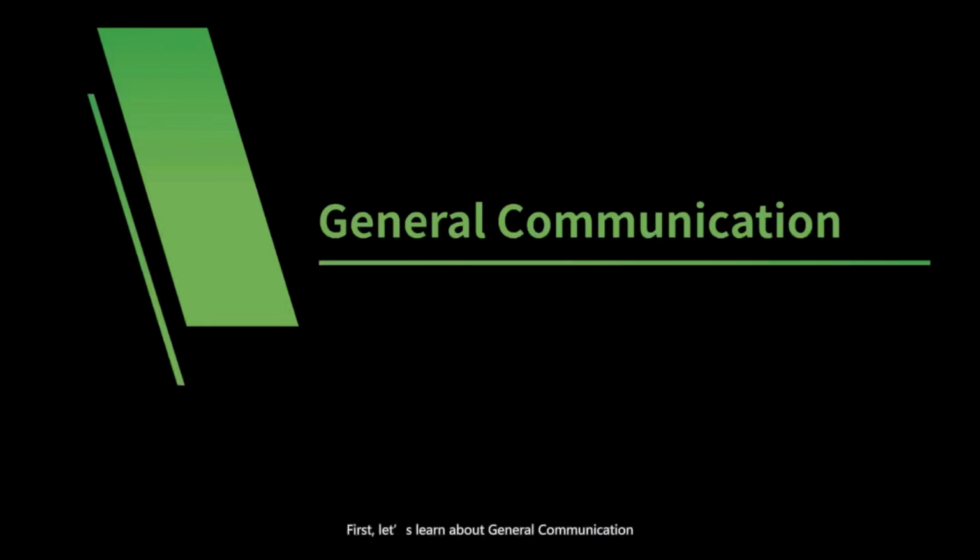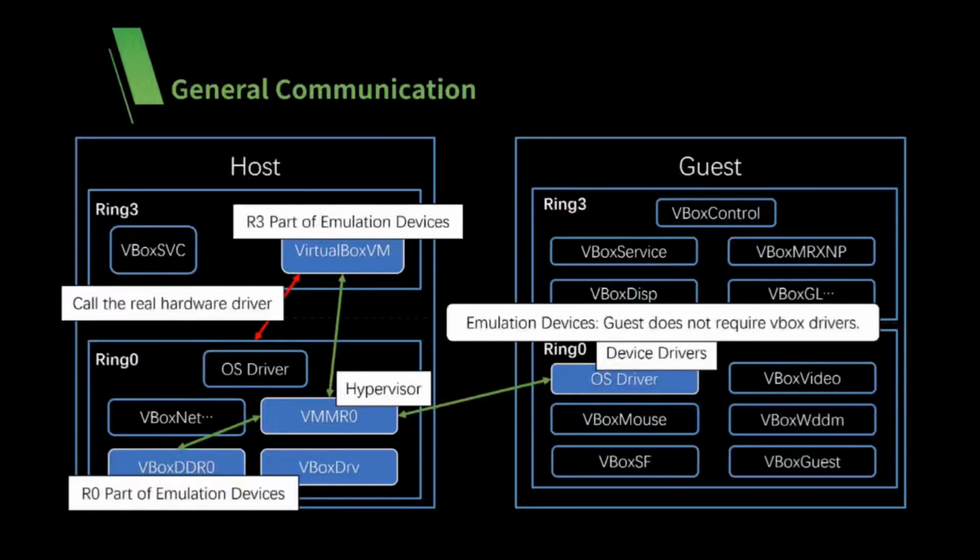First, let's learn about general communication. As the name implies, general communication is a common communication mode in all virtualization systems, which emulates the communication of real computer devices. This communication method allows the guest to run without modification, because there is no need to install additional communication components in the guest.